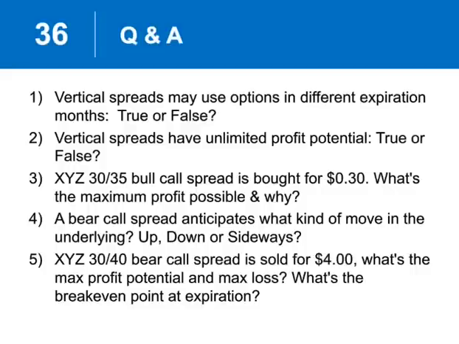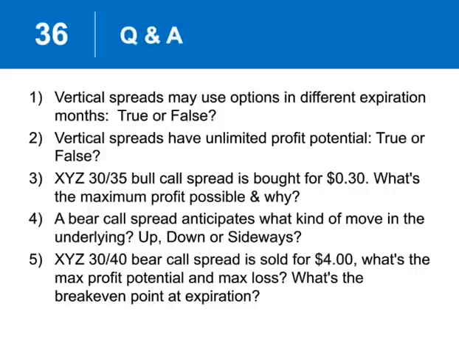And lastly, XYZ, the 30-40 bear call spread is sold for 4. What's the maximum profit potential and the maximum loss? Well, why don't we start with that? Maximum profit potential, selling the 30-40 bear call spread for $4. Well, our credit is 4. We know the most we can ever make in a credit spread is the credit we take in. So our maximum profit is 4. The difference between the strikes is 10. So our maximum loss potential is $6.